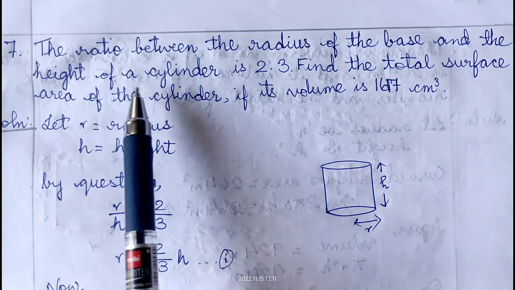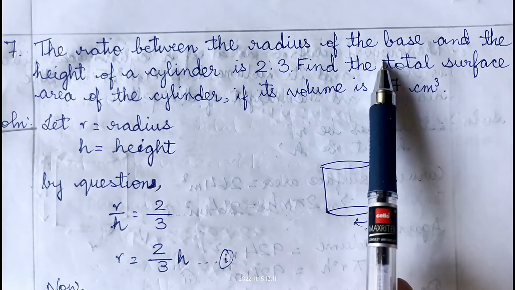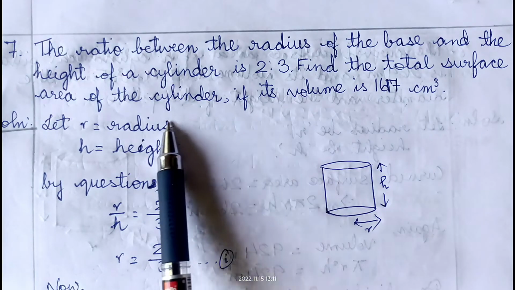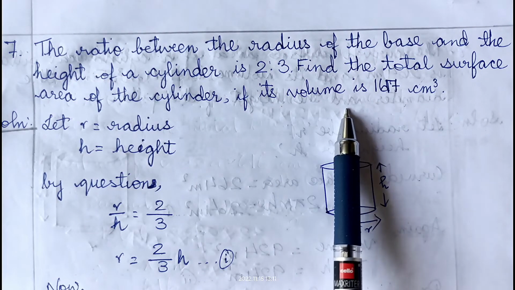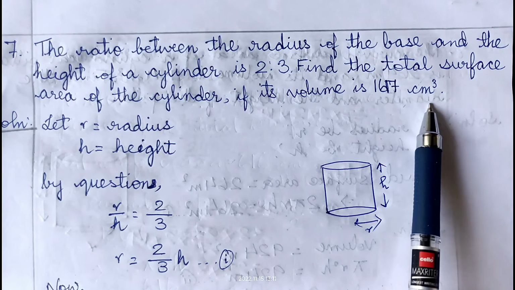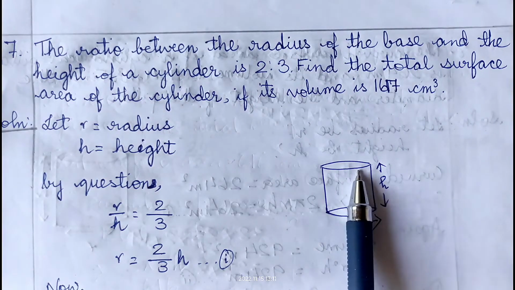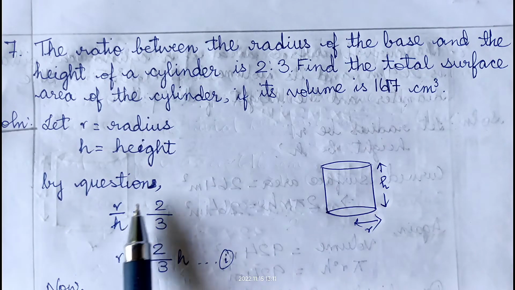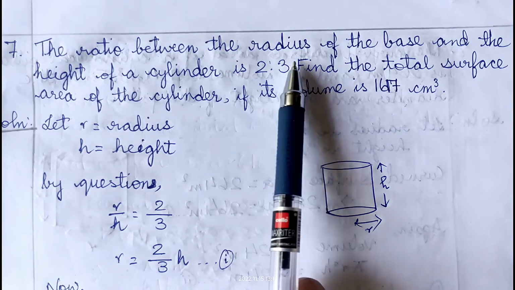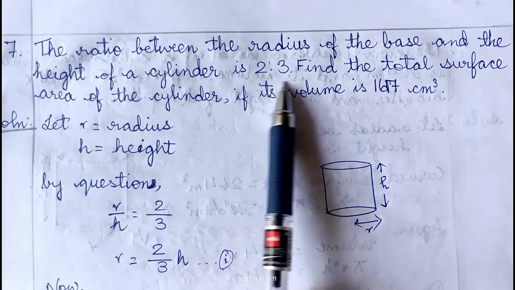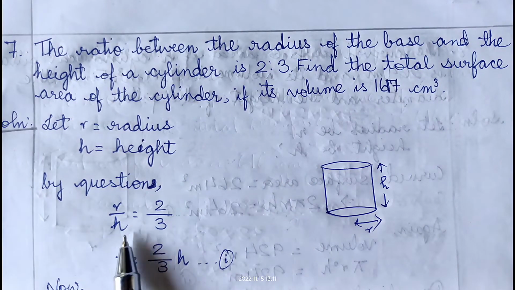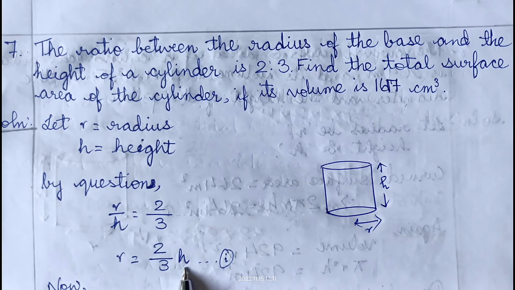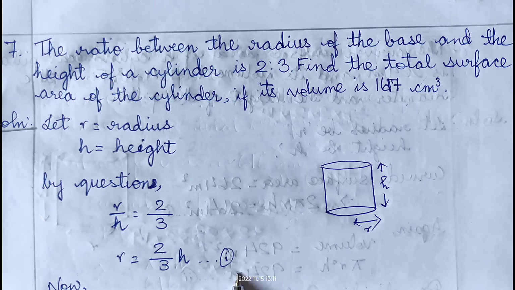Question number 7. The ratio between the radius of the base and the height of a cylinder is 2:3. Find the total surface area of the cylinder if its volume is 1617 centimeter cube. Suppose this is the cylinder, radius is R, height is H. According to the question, the ratio between the radius of the base and the height is 2:3. So we can write R by H is 2/3. So radius equals 2/3 of H. Let it be equation number 1.